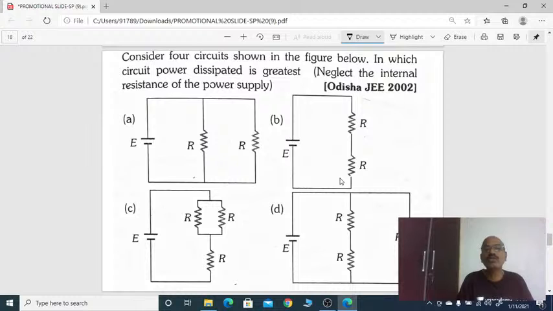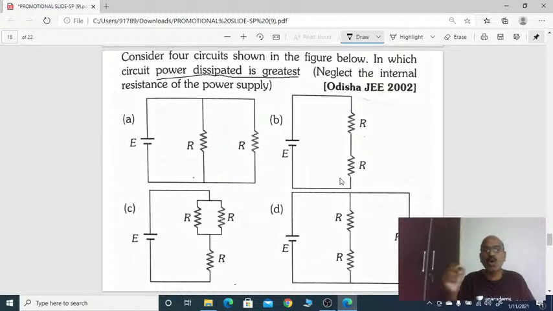Consider the four circuits shown in the figure. In which circuit is the power dissipated more? Which circuit's power dissipated will be more? We know power equals V squared by R, right?